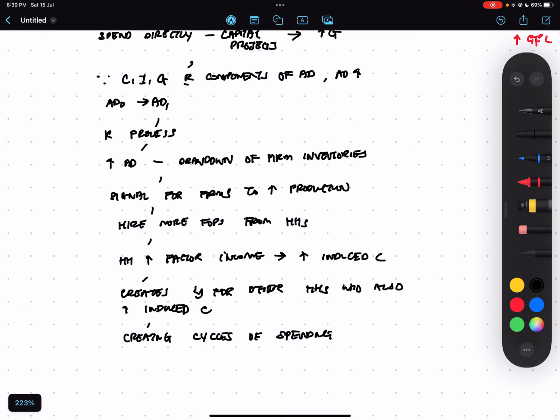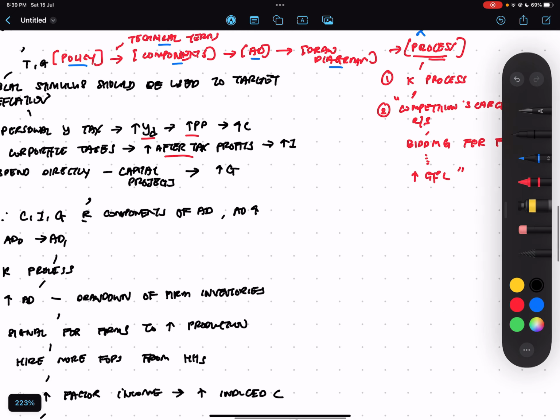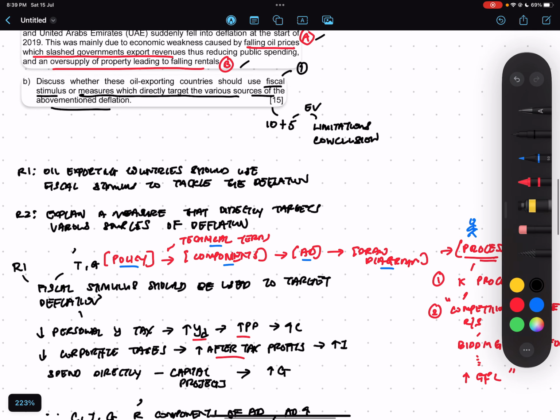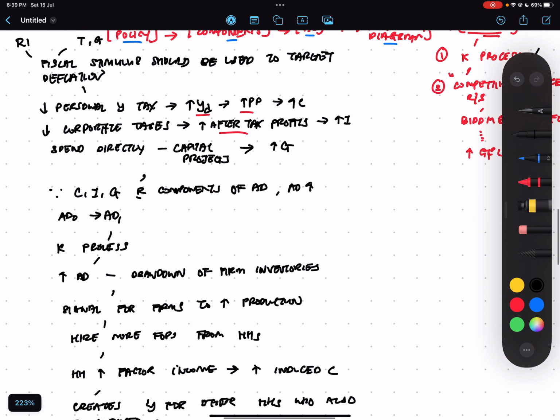Spending and respending. Okay, so this is the first part. So this is the multiplier process. So we're done with this. Then we have to tell the examiner, because the problem here is that there is deflation, right? So you need to make sure that you target the deflation.